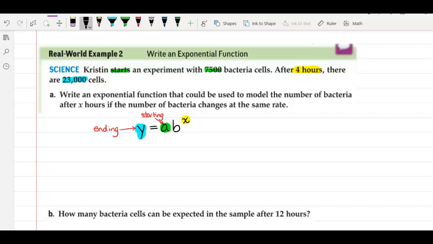I'm going to take out Y and put in 23,000. I'm going to take out A and put in the starting amount, 7,500. I don't have a number for B right now. It doesn't tell me if it's doubling or tripling or increasing by 12.5% per hour, so I just put a B. But I do know that X is 4. From here, we can actually solve for B. We're going to divide by 7,500 on both sides, because I need to get B by itself.